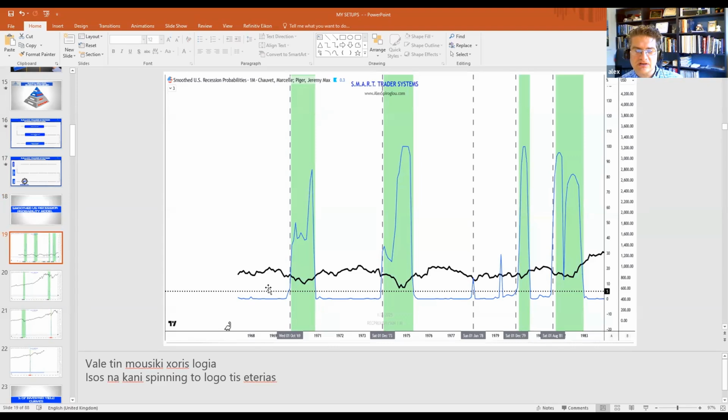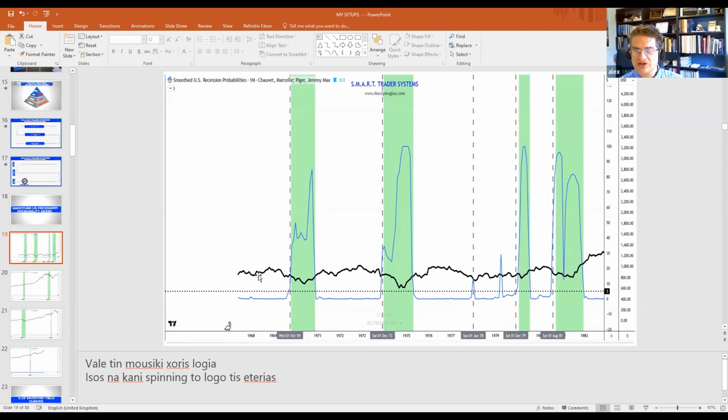Right. So this black line is the Dow, the Charles Dow index. And the blue line basically is this model. When it goes above 5%, it indicates a recession. These green vertical lines are the actual recessions as identified, with the benefit of hindsight, by the National Bureau of Economic Research, the NBER.